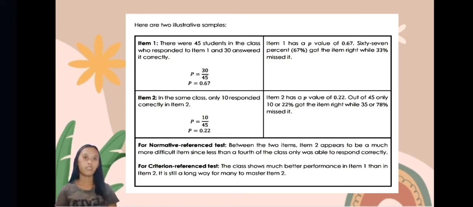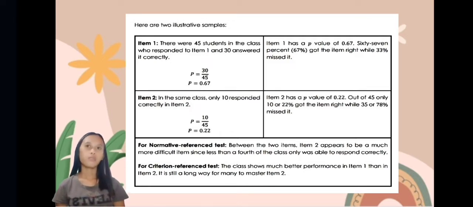R is the number of students answering the item right. So in our problem, there were 30 who answered it correctly over the 45 students answering the item. If we calculate in our calculator, the answer will be P is equal to 0.67. So in item 1, we have a p-value of 0.67. 67% got the item right while 33% missed it.